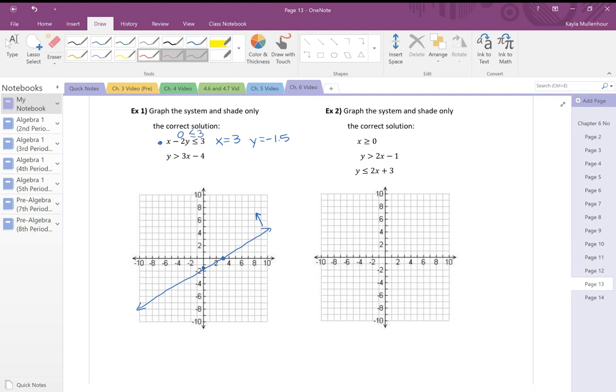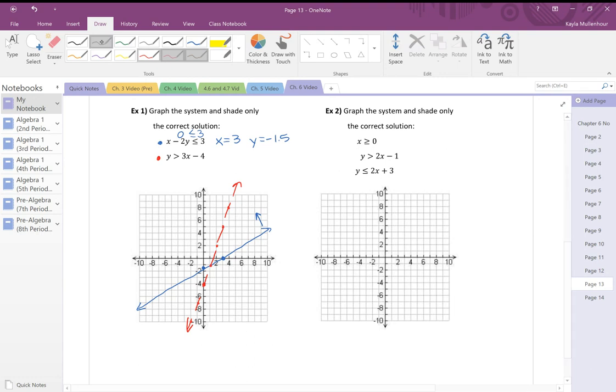The second inequality, y is greater than 3x minus 4. My y-intercept is negative 4. 1, 2, 3 over 1. Okay. This is going to be a dashed line because we're not including the values that are on the line.